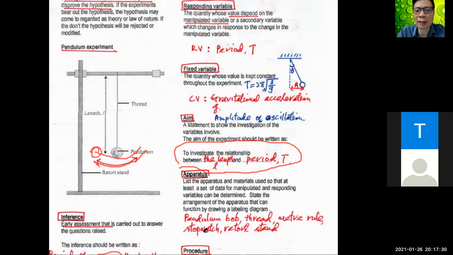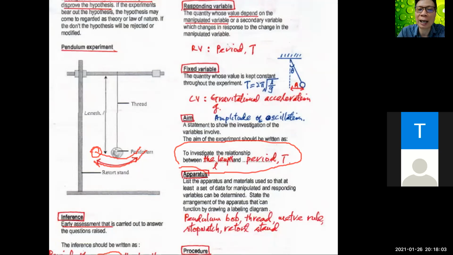Stopwatch. Stopwatch for what? Measure the time taken. Yes, to measure the time, right? You need to know the time for one oscillation. And retort stand, to tie this thing here. So all these apparatus you have to list out correctly in your experiment report. 在你的 experiment report 一定要写的啊，OK? After the apparatus is the procedure.